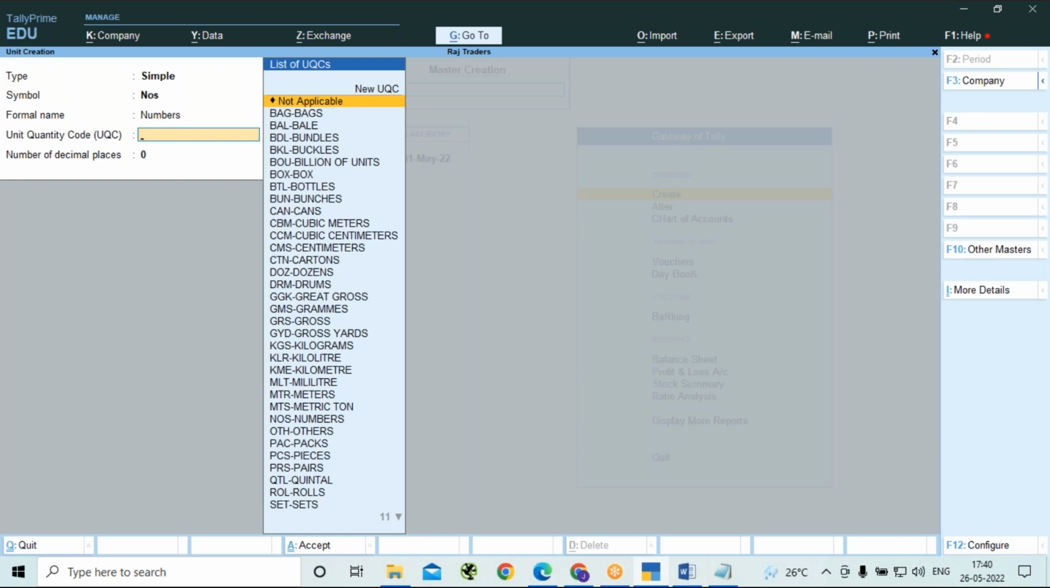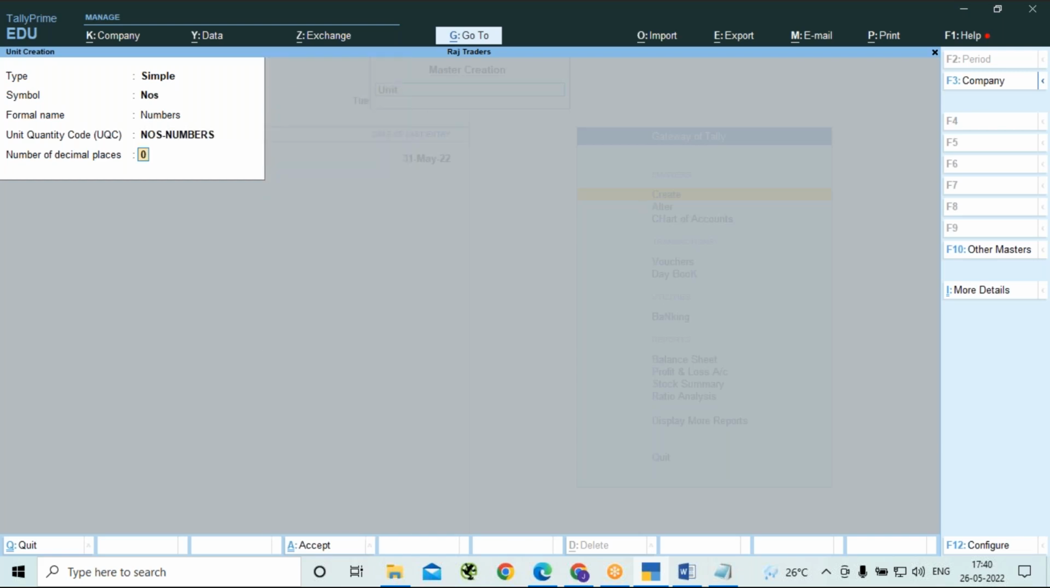Units, whatever we have created, the symbol and formal name, is meant for the accounting of your books of accounts. But UQC is meant for the purpose of GST. Suppose GST is not enabled, then the UQC option would not have been available. As per the UQC, for this unit of measure it will be numbers only. Next, number of decimal places, 2. Always try to give the number of decimal places as 2. Accepted.